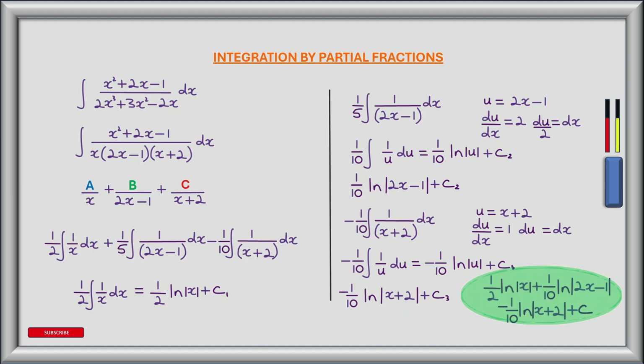So our final solution is 1/2 times the log of the absolute value of x plus 1/10 times the log of the absolute value of 2x minus 1 minus 1/10 times the log of the absolute value of x plus 2 plus a constant of integration.